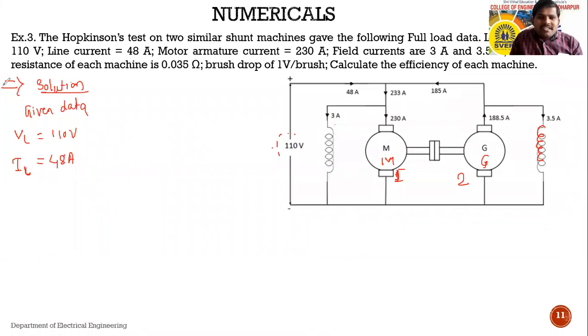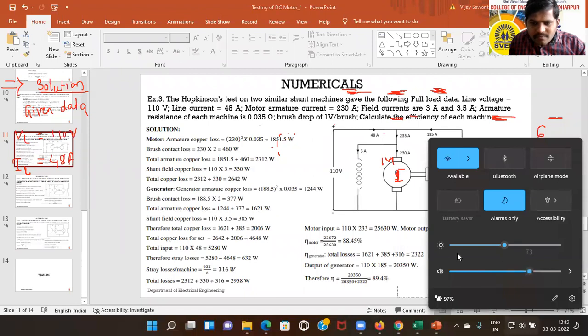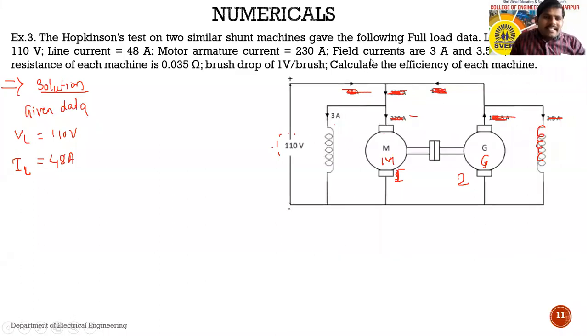Motor armature current, which current is given here? The motor armature current is given. Motor armature current is given, that is 230 ampere.